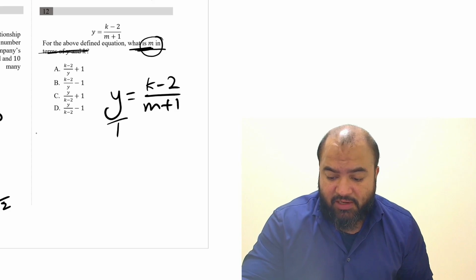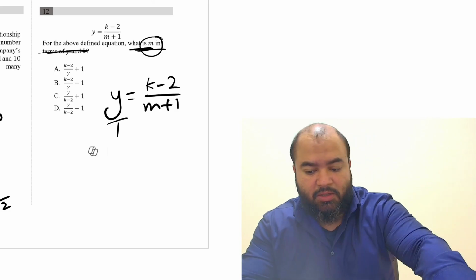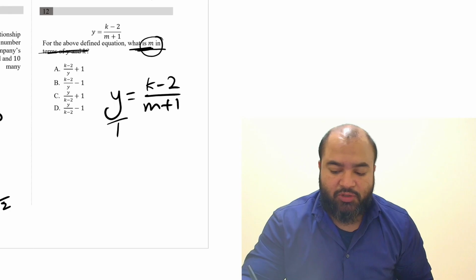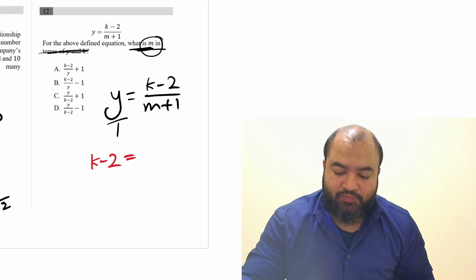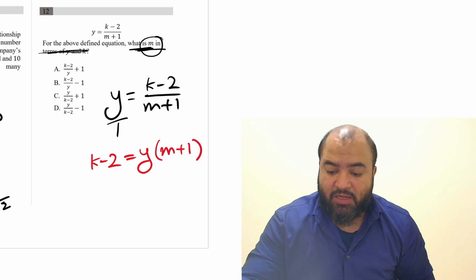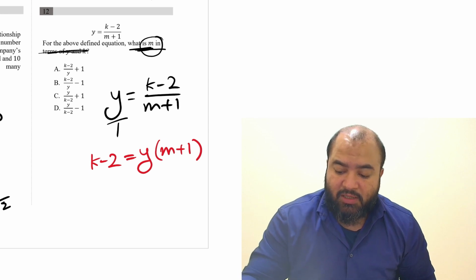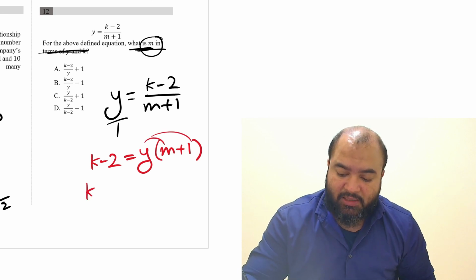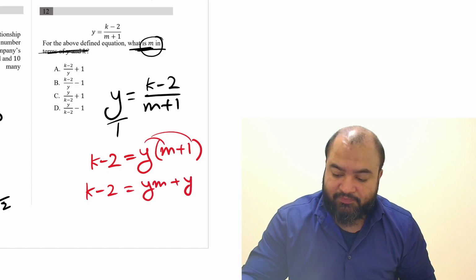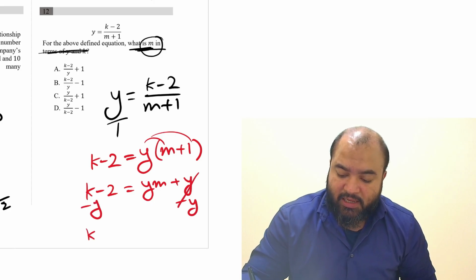At first I'm going to cross multiply. So we get K minus 2 times 1, K minus 2. Y times M plus 1, Y times M plus 1. Now remember we're solving for M. So I can distribute here the Y. So K minus 2 equal to YM plus Y. Now I can do minus Y both sides. So I get K minus 2 minus Y equal to YM.